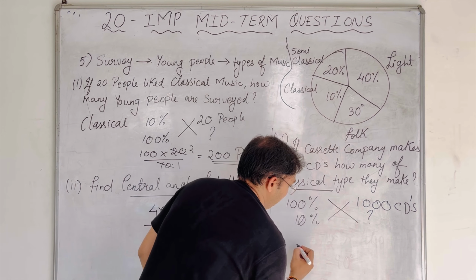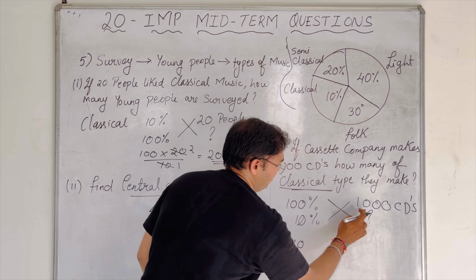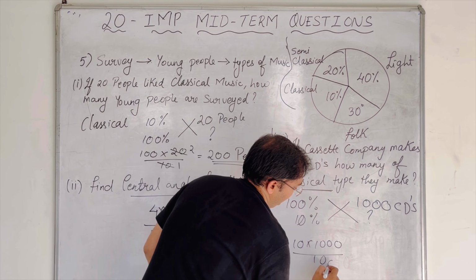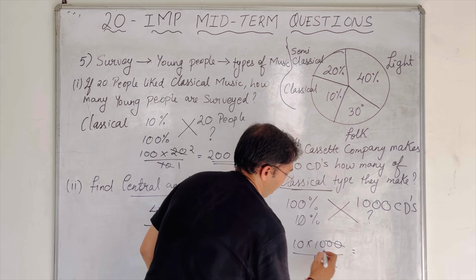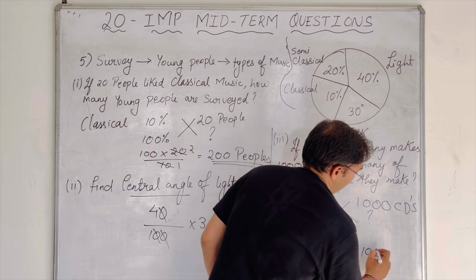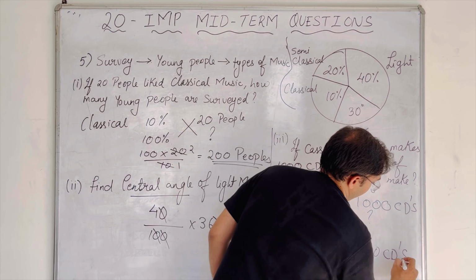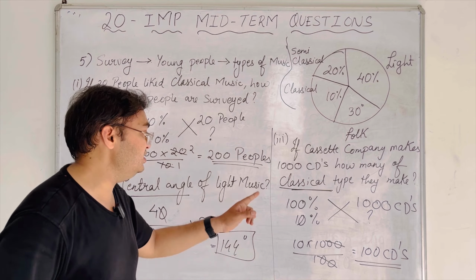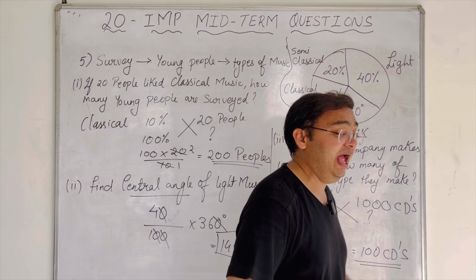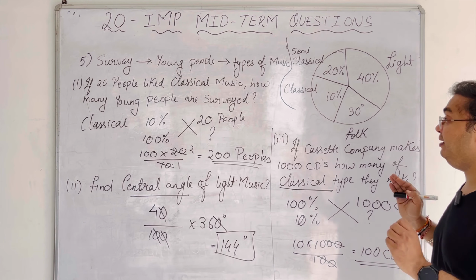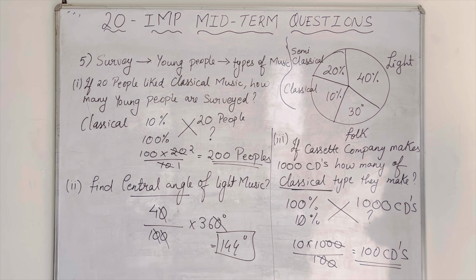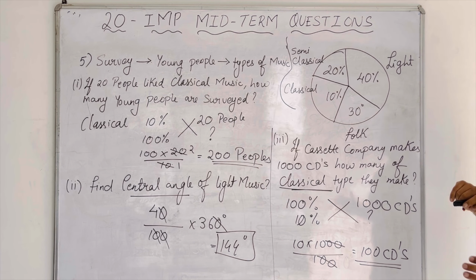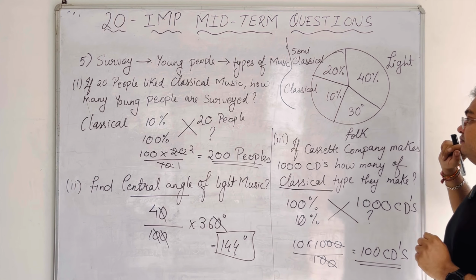We will do the cross multiplication. It's so easy. 10 we are going to multiply with 1000 upon 100. 2 zeros cancel. We get 10 times 10. That means the company prepared 100 CDs. The company prepares 100 CDs for classical music. I hope this question has helped you a lot in learning how to answer questions from a pie chart.